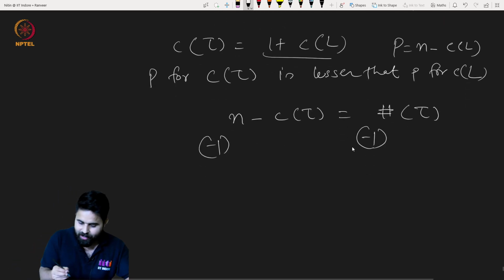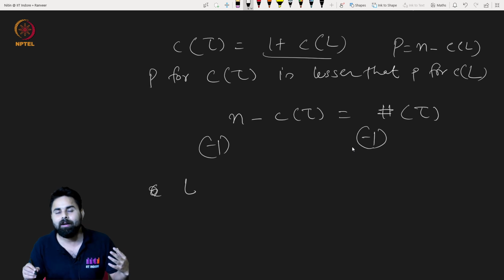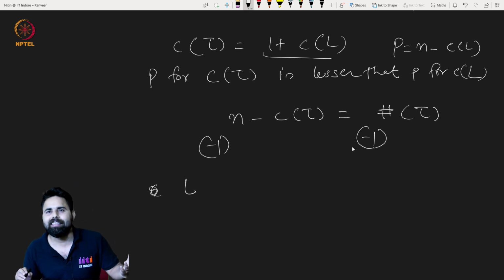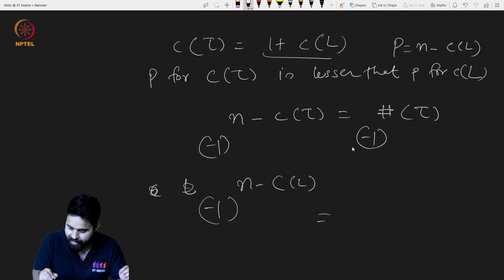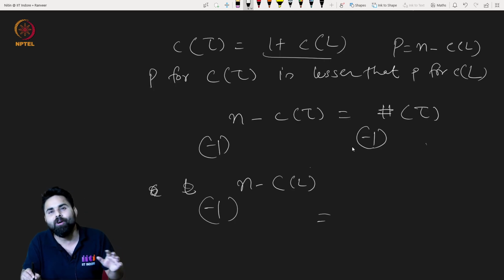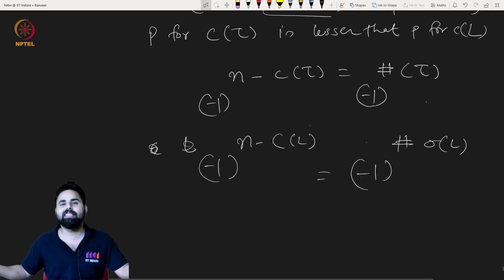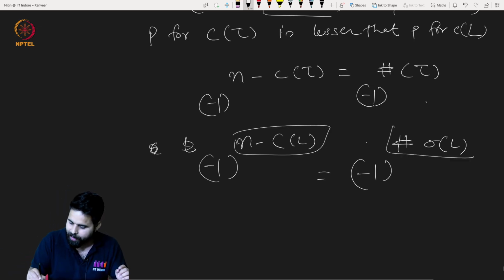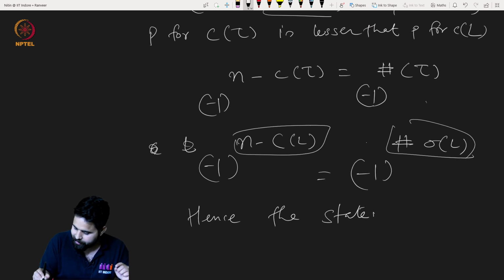Now what about sigma? Sigma has just one less cycle than tau, so N minus the number of cycles differs by an odd number, and the number of inversions also differs by an odd number. So these two will also have the same parity. Hence the statement is true, or the theorem is true.